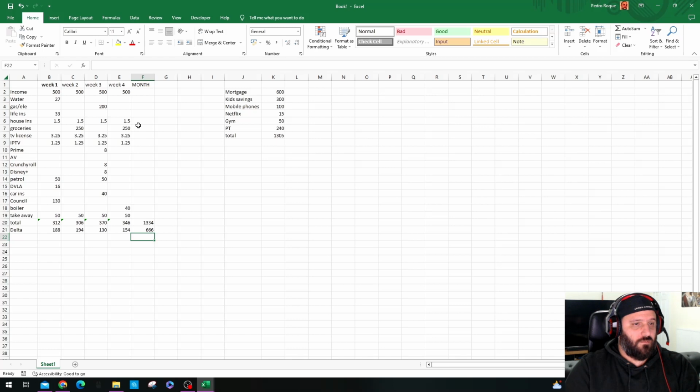Add all of these. And do exactly the same for the other columns. So these are your expenses a month. Oh, I forgot the antivirus over here.